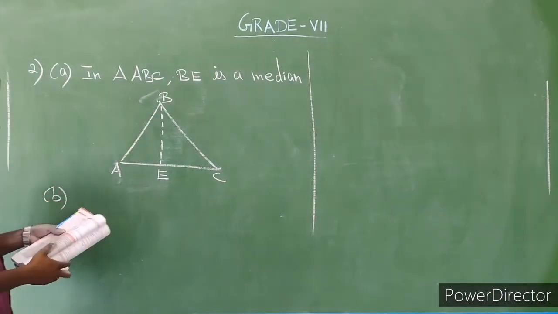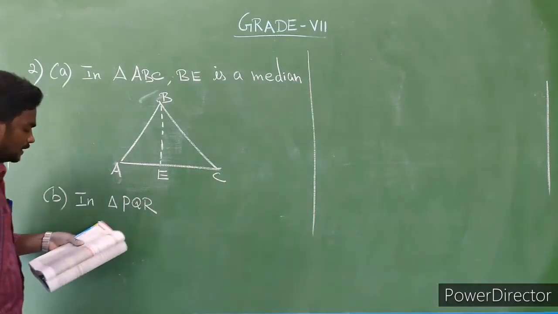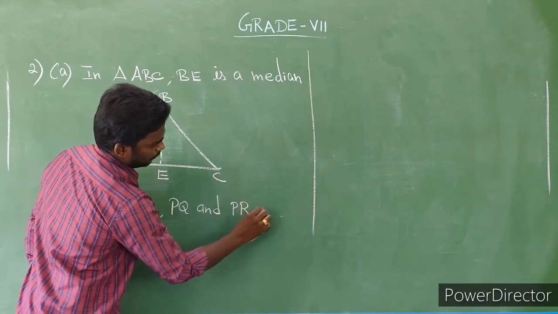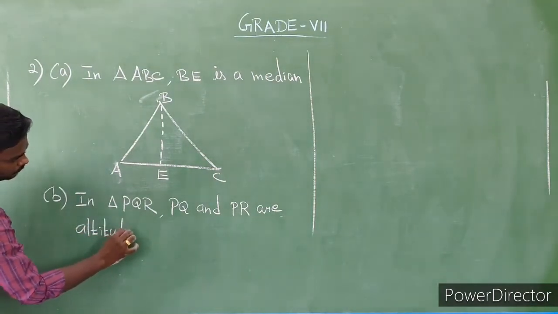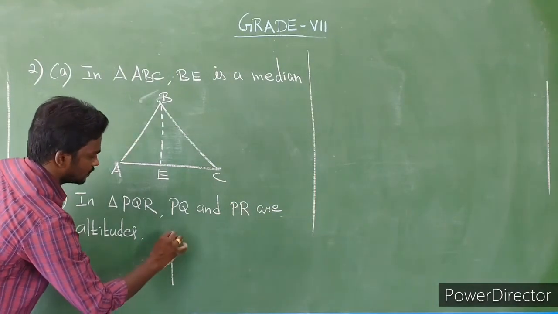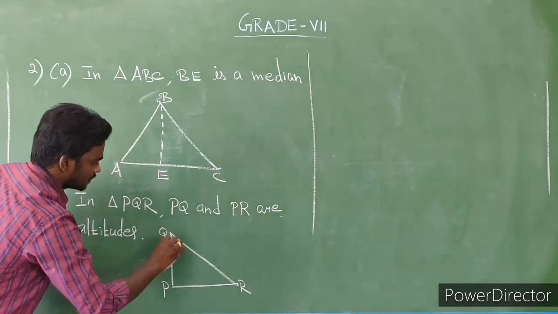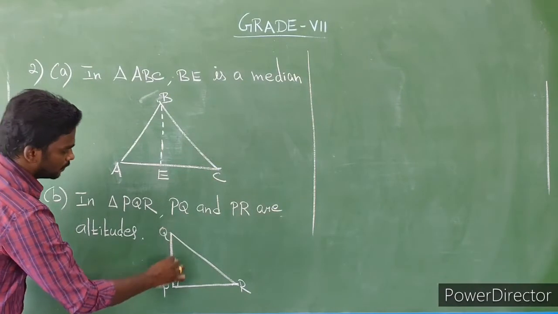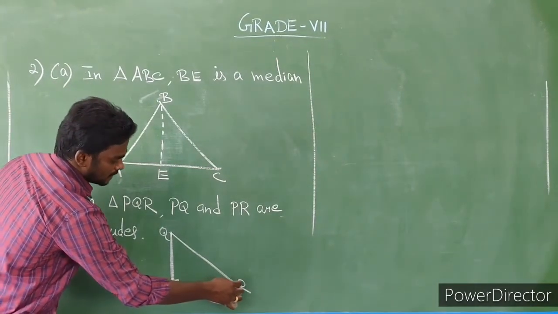What is the second statement? In triangle PQR, PQ and PR are altitudes. How to draw the rough sketch for this concept? Here PQR is a triangle, and this line segment QP and PR are perpendicular. So in triangle PQR, PQ and PR are the altitudes. Line segment QP is an altitude of the triangle, and PR is also an altitude of the triangle.